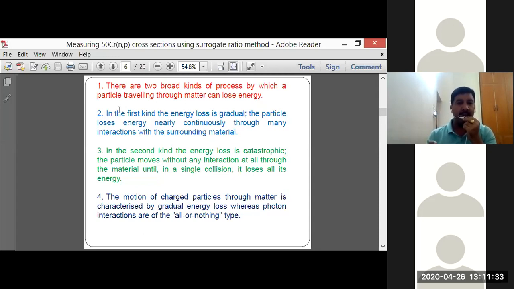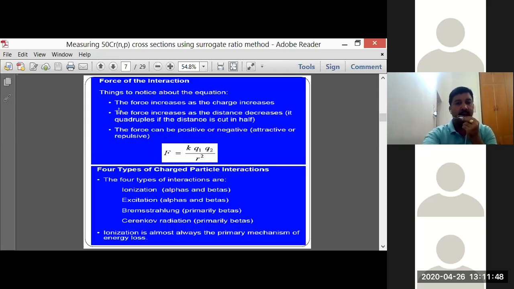So again I summarize. Charged particle interaction is a slow process. Gradually it will lose its energy inside the material until it stops completely. And in the case of photons, it will be a single shot or nothing type. So we start with charged particles.